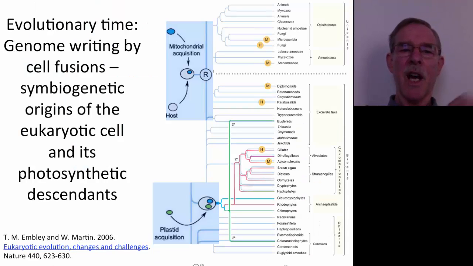Over evolutionary time, genome writing occurs by multiple processes, and these include cell fusions. And what's illustrated here is a phylogeny of all of the eukaryotes, and it indicates the symbiogenetic origins of the eukaryotic cell, as well as its photosynthetic descendants. All eukaryotic cells carry a mitochondrion or a defective descendant of a mitochondrion. Those are labeled H and M, which stands for hydrogenosome and mitosome.